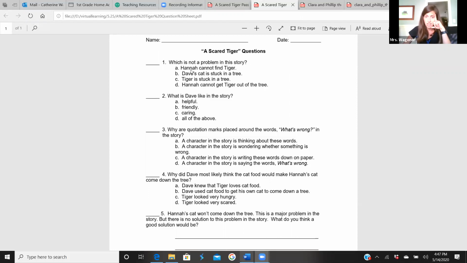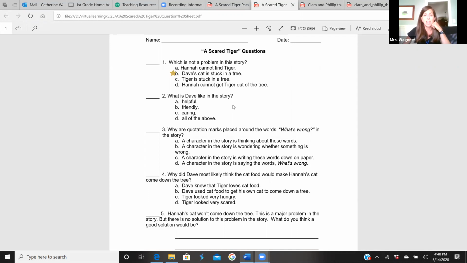So Hannah cannot find Tiger is part of the text. Dave's cat is stuck in the tree. I don't think we read anything about Dave's cat. Tiger is stuck in the tree. That's true. Hannah cannot get Tiger out of the tree. So I think A, C, and D are all problems of the text, but not B. Because this is which is not a problem, Dave's cat is stuck in a tree does not happen in this story.